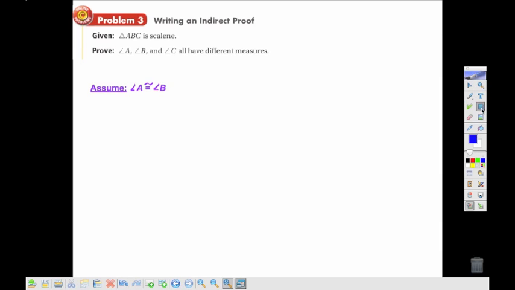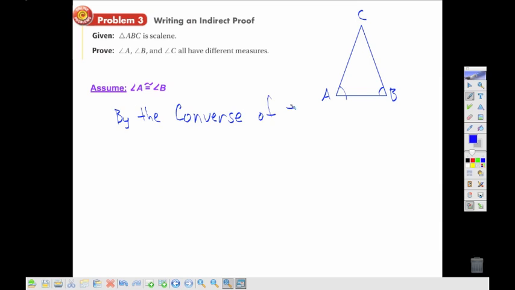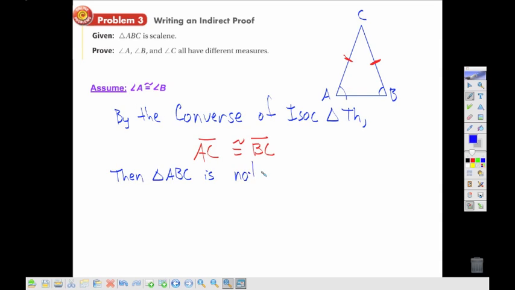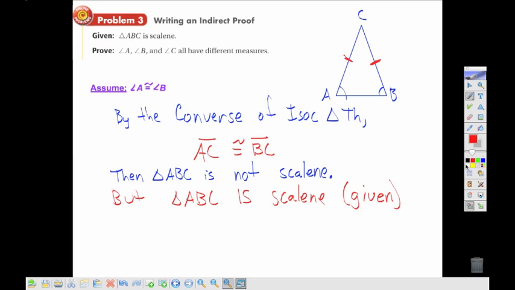Okay, so we have one set of congruent angles, and so let's draw a picture of this, with A and B having equal measures, and then C. Now notice if I made these two congruent, by the converse of the isosceles triangle theorem, we know that the sides opposite of congruent angles would also have to be congruent. If two sides are congruent, then ABC is not scalene. But this is a contradiction, because we're given the triangle ABC is scalene. Therefore, the opposite of our assumption has to be true.